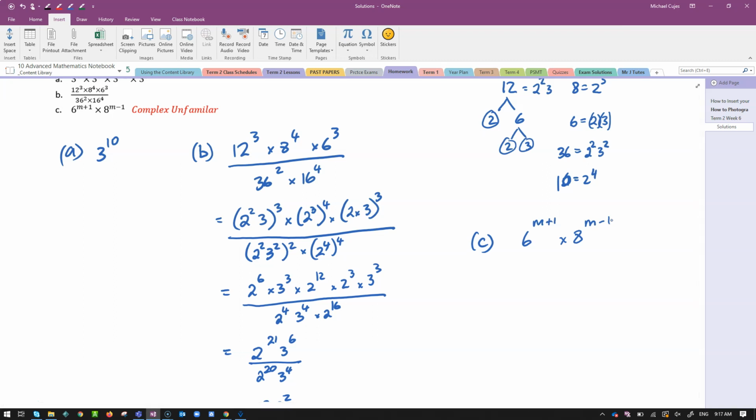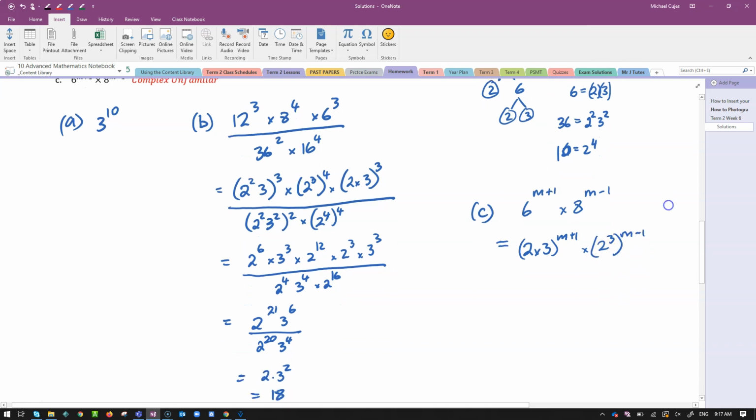I guess it's just a matter of questioning what you call simplified and what you call not simplified. Let's use the same principle we just used before. 6 I'm going to call 2 times 3, to the power of m plus 1. 8 I'm going to call 2 cubed, to the power of m minus 1. So I've got 2 to the power of m plus 1, 3 to the power of m plus 1, multiplied by 2 to the power of 3m minus 3. 3m plus another m is 4m, and 1 minus 3 is 2. So 2 to the power of 4m take 2, 3 to the power of m plus 1.